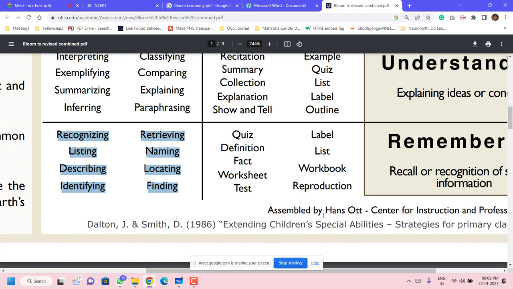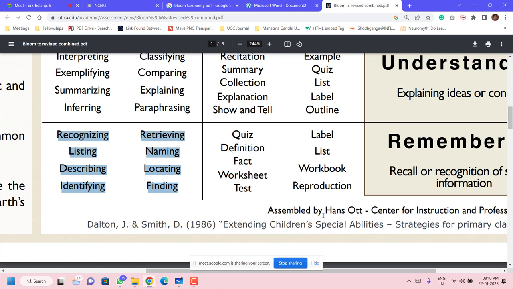Suppose that I am teaching a poem and I have told you to tell the poem or speak the poem, and you have started reading the poem. That is the recitation. So when you recite, then I will know that you have remembered. But remembering does not guarantee that you have understood. Or when I ask what is gravitation, you will simply define it. But defining doesn't guarantee that you have understood what gravitation is.